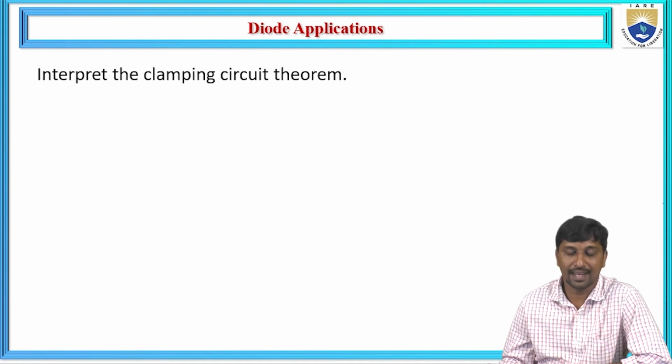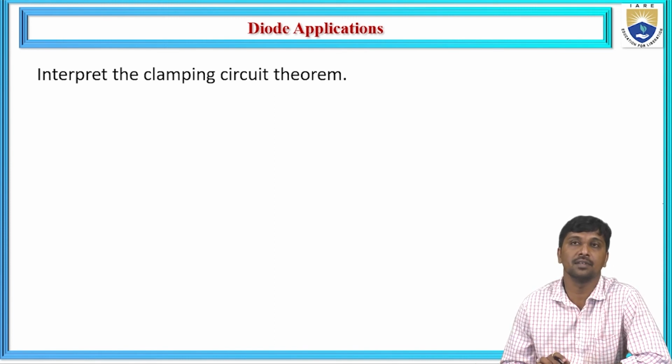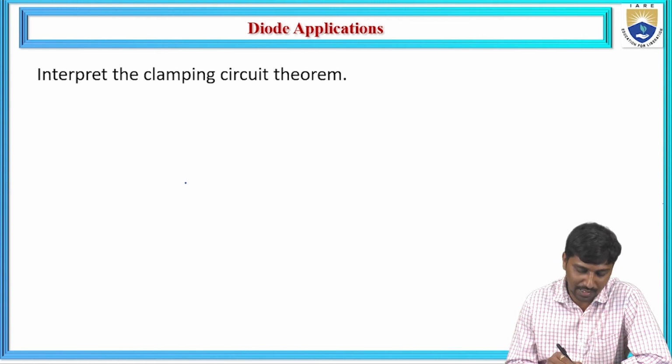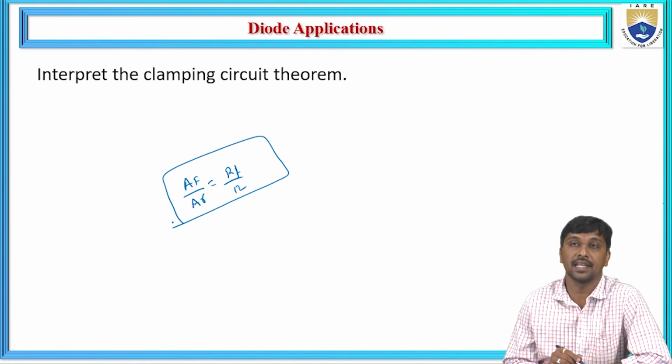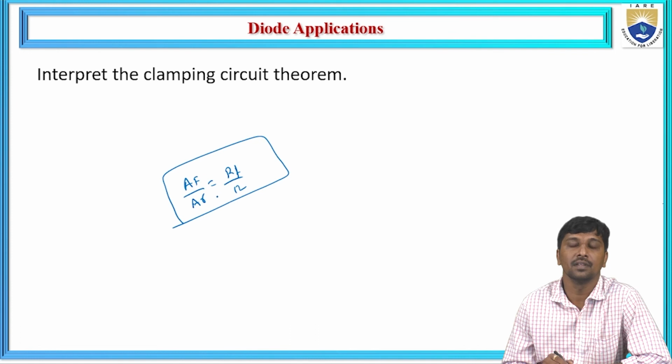Now interpret the clamping circuit theorem. So here the clamping circuit theorem states that for any steady state condition, the ratio of the area under the forward direction to the area under the reverse direction is equal to the ratio of the forward resistance to R. So AF by AR is equal to RF by R. So now we need to show the statement. First you define the statement, then you can prove the mathematical theorem. If you want to refer, you can refer to the clamping circuit theorem video.